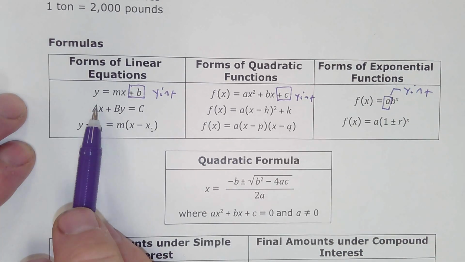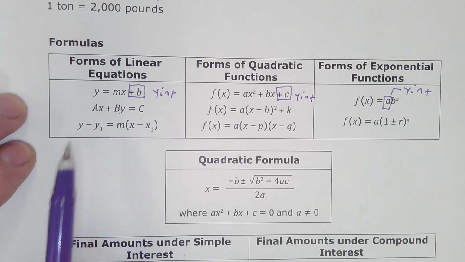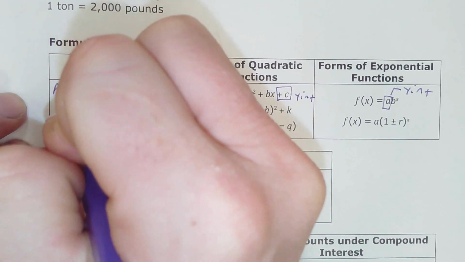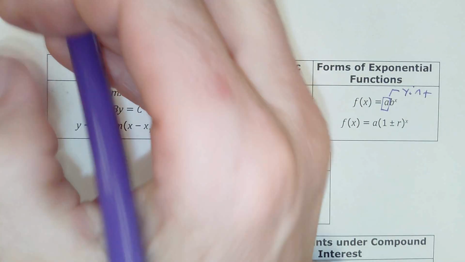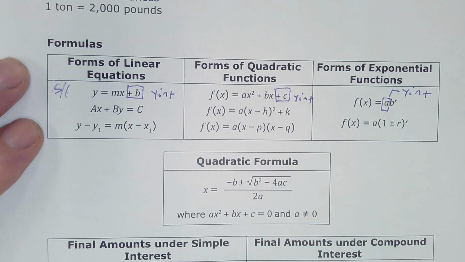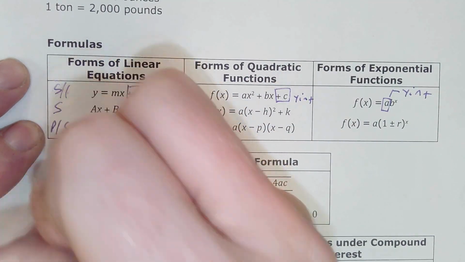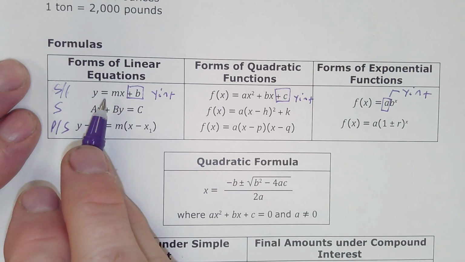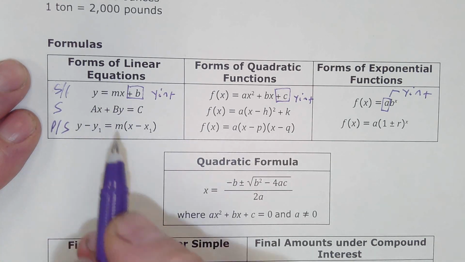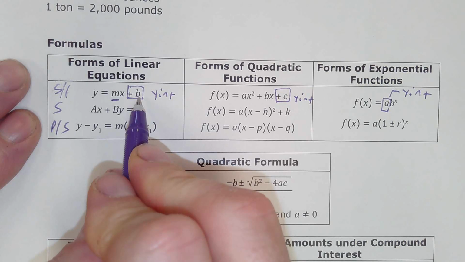Now go to your linear equations, right? This is point slope form. This is slope intercept form. This is standard form. This is point slope form, right? So slope intercept form gives you the slope and the y-intercept.